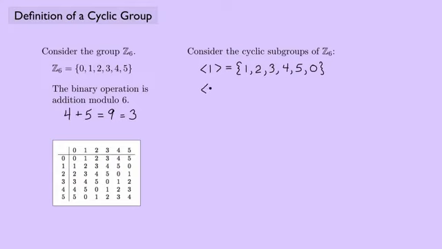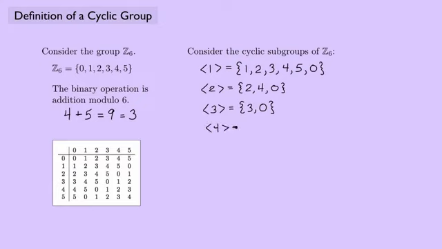Okay, let's look at the cyclic subgroup that's generated by the element 2. I could start with 2, and then 2 plus 2 is 4, and 4 plus 2 is 6, but 6 mod 6 is 0, and then I'm back where I started. And how about the cyclic subgroup generated by 3? Start with 3. 3 plus 3 is 6, but 6 mod 6 is 0, and so I'm back where I started. And how about 4?